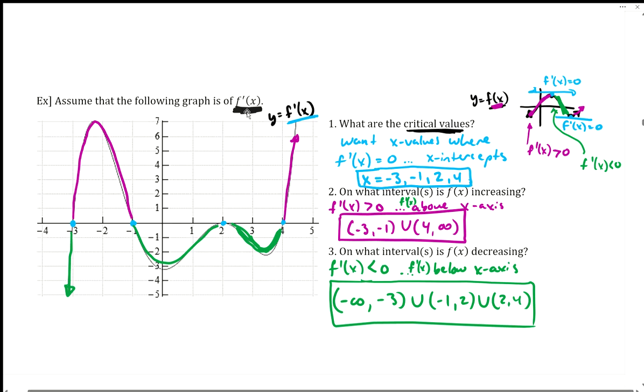If you're ever confused though, I would always bold f prime of x if they give you a graph, to make sure we know which one's which. And then we could still use a reference to help us.